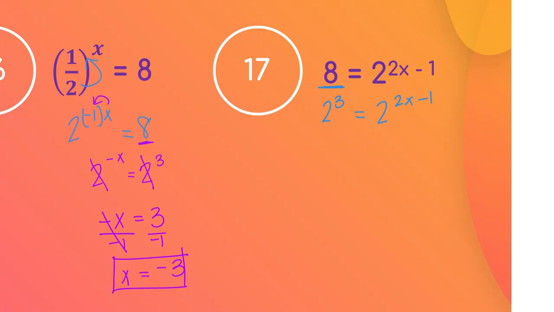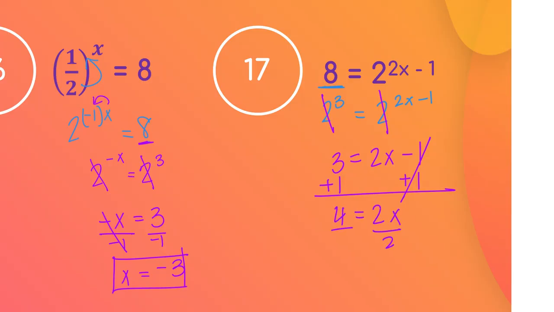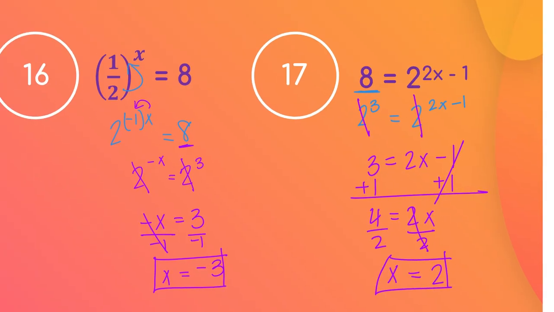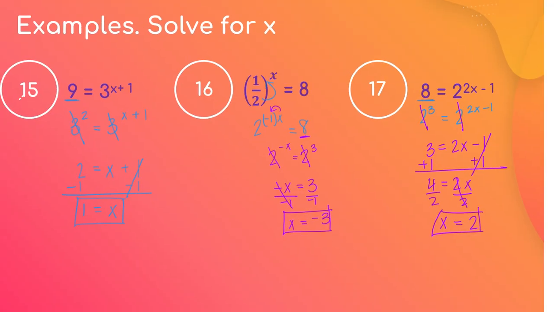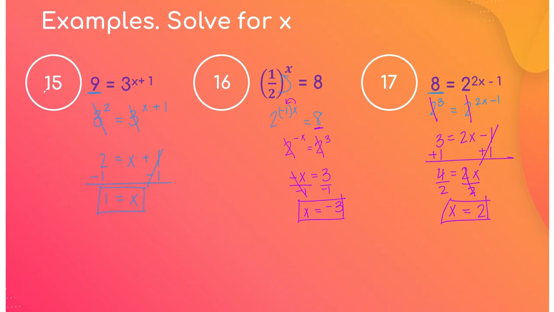Because I have the same bases, go ahead and cancel them out. 3 equals 2x minus 1. And all I'm doing is basic algebra, solve for x. Now I'm going to go ahead and divide both sides by 2, and x equals 2. Nothing too difficult here. Just make sure you're getting the same base.